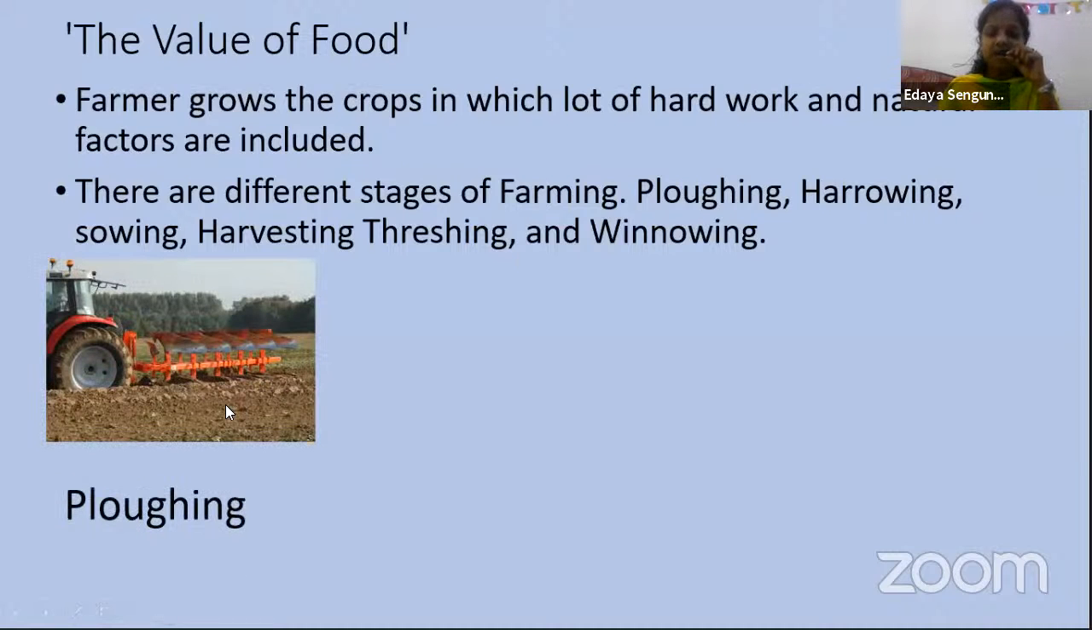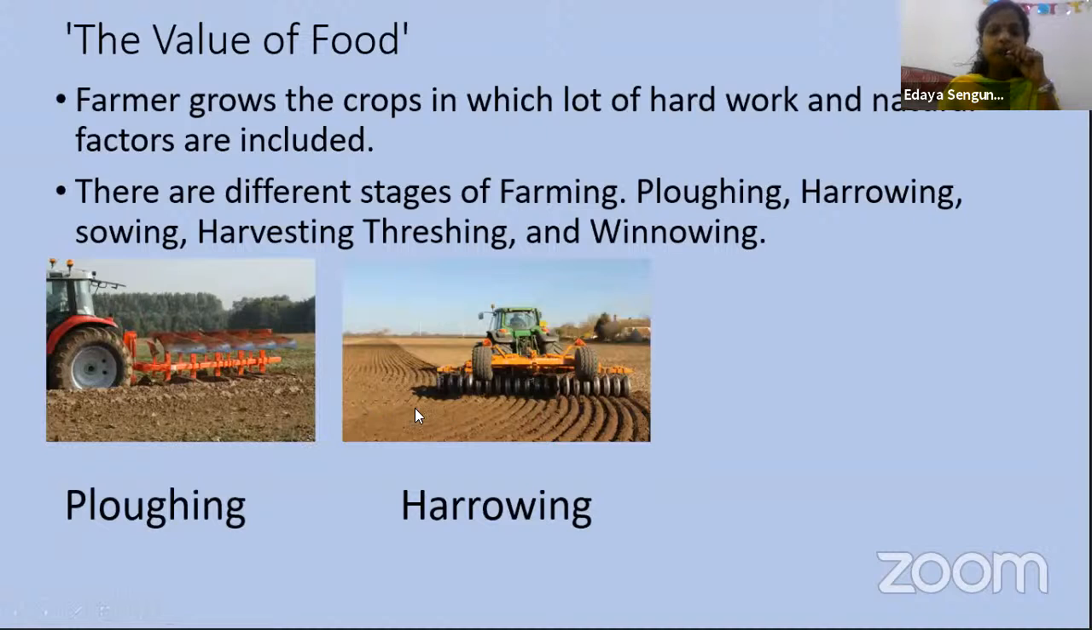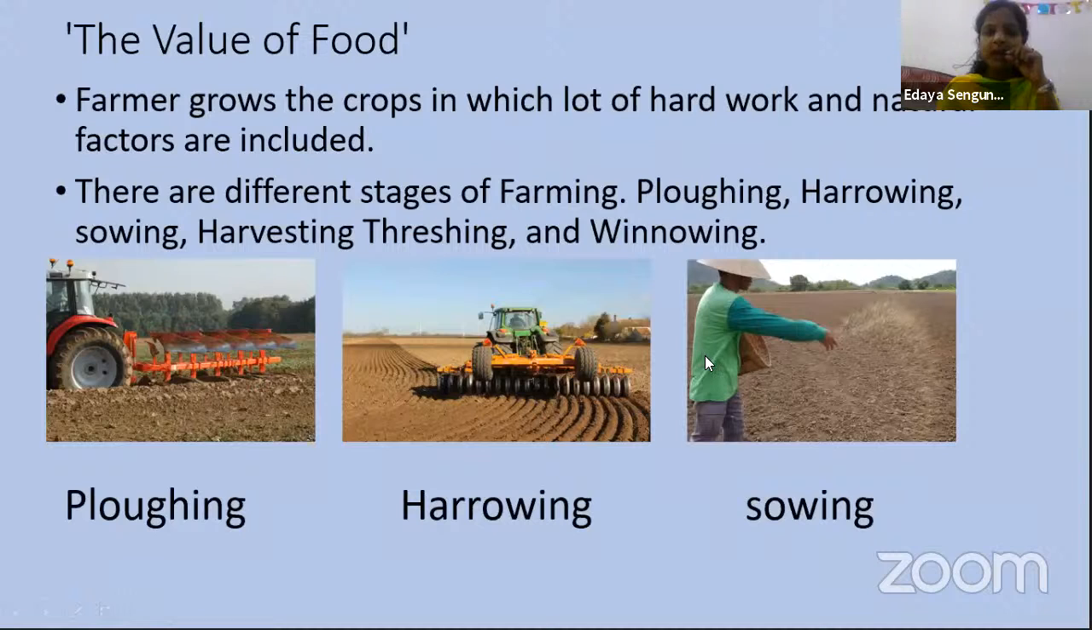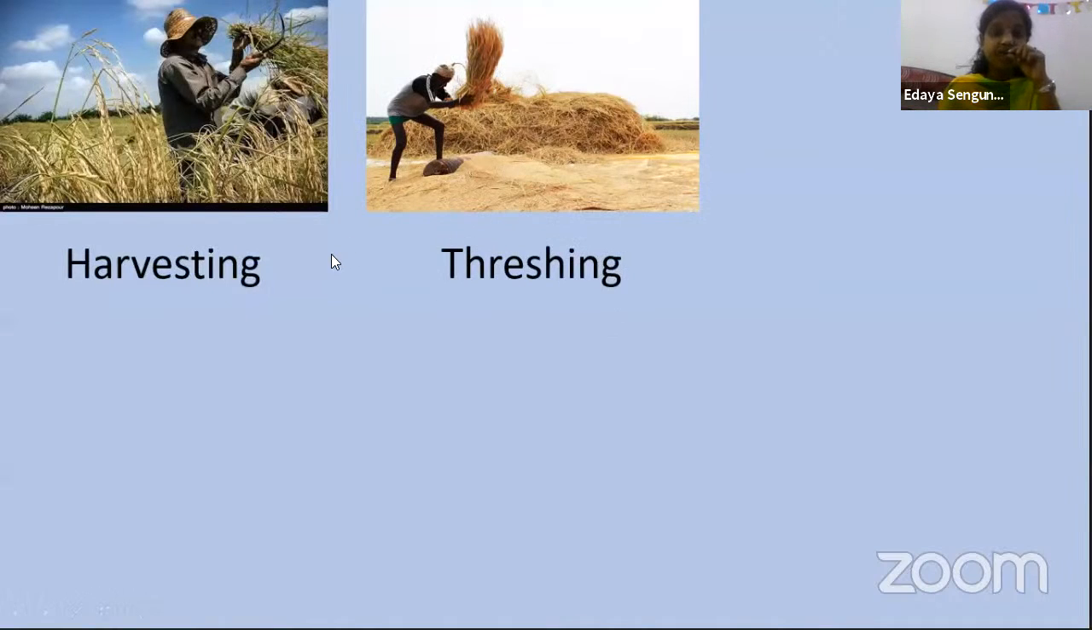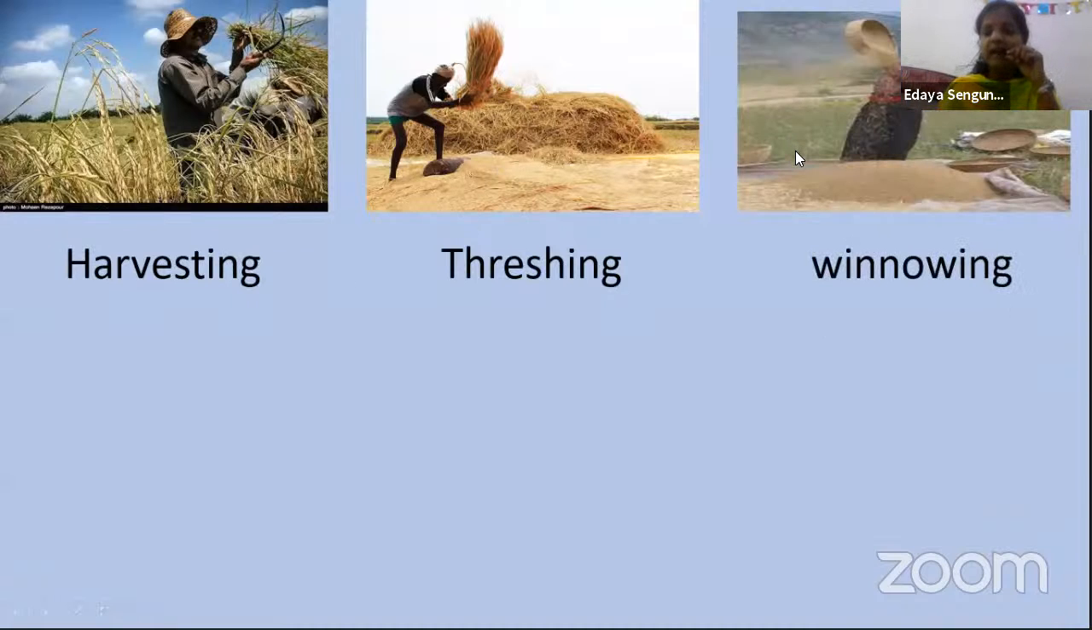Plowing, to loosen the soil; harrowing, to crush the lumps of soil in the land; sowing, then we sow the seeds in the land; and then harvesting, when the crops are ready with favorable conditions of climate, we cut the crop, that is harvesting; threshing, from the ears of the crops we separate the grains, that is threshing; and winnowing, we separate the grain from its cover.